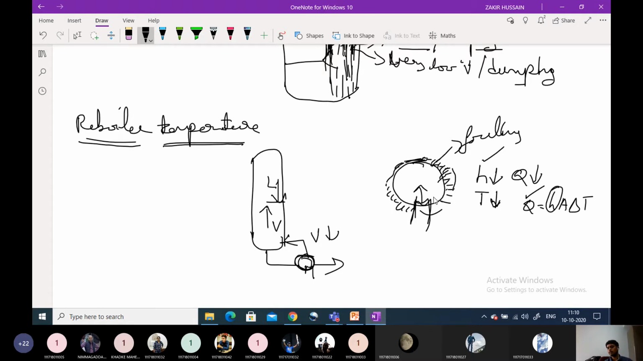Then we have to install some remote monitoring device so that it will measure the heat transfer coefficient and temperature of the reboiler. If these two parameters are under control for the reboiler, then we can say that our Q will be the same. Q is equal to what we desire, so Q is equal to Q optimum.